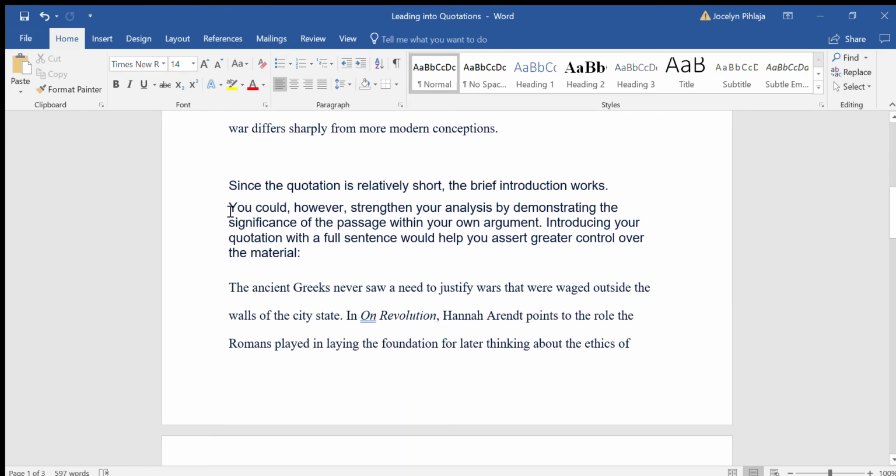But here's the next part I want to talk about. You could, however, strengthen your analysis by demonstrating the significance of the passage within your own argument.